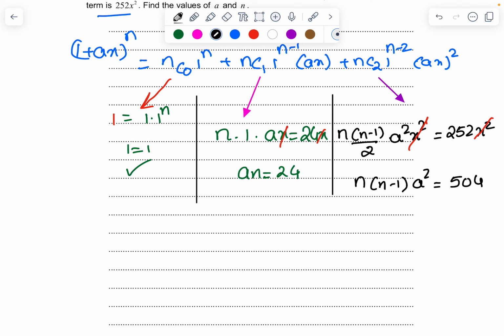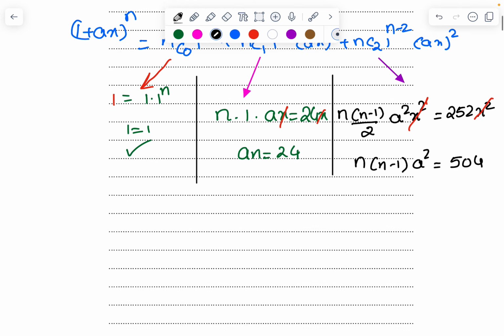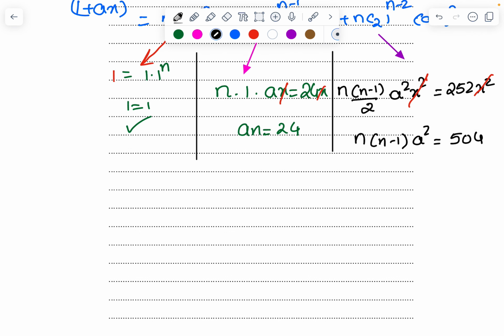So for this one, what am I going to do? I am going to solve it and get the value of this. From here, the value of n is 24 upon a. So I plug in that value of n over here. So it becomes 24 upon a times (24 upon a minus 1) a square equals 504.